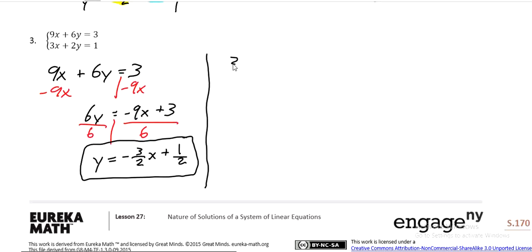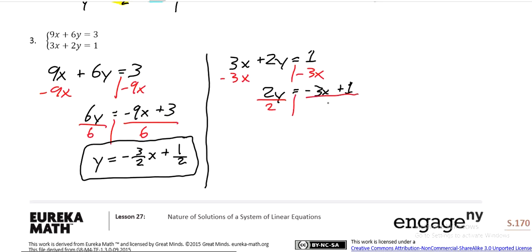Let's check out the next equation. We have 3x plus 2y equals 1. We'll have to subtract 3x from both sides. We'll have 2y equals negative 3x plus 1. On this side, we'll have to divide by 2. So we'll have y equals negative 3 over 2 x plus 1 over 2.